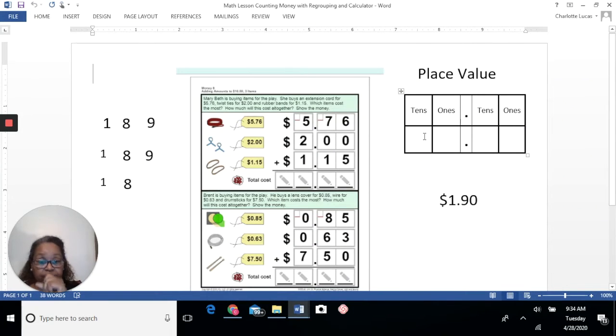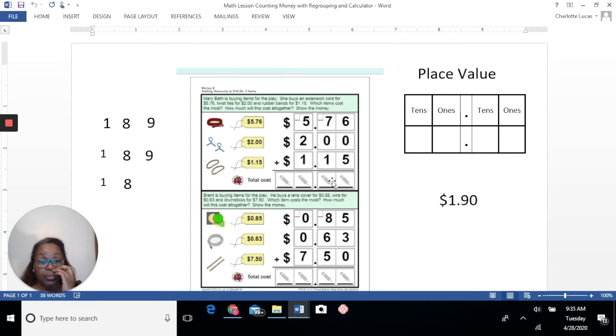So, when we are adding our money and our place value, you have a ones place and a tens place to the right of the decimal, and you have a ones place and a tens place to the left of the decimal. That's very important because, like I said, those decimals have to line up so that when you add, all of the digits are in the correct place to represent the place value of your numbers.